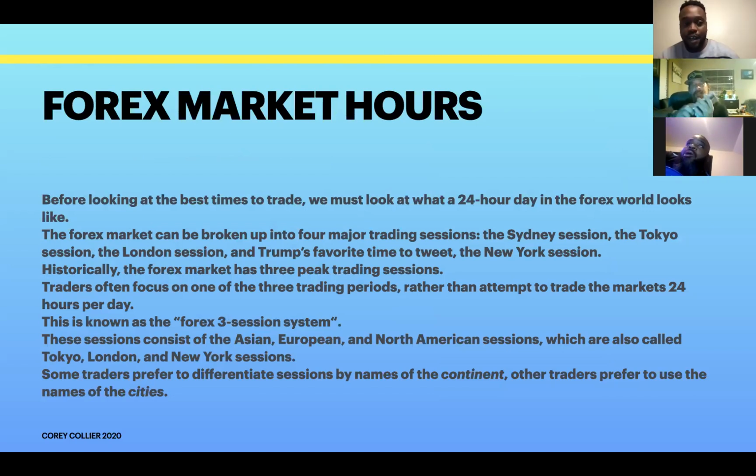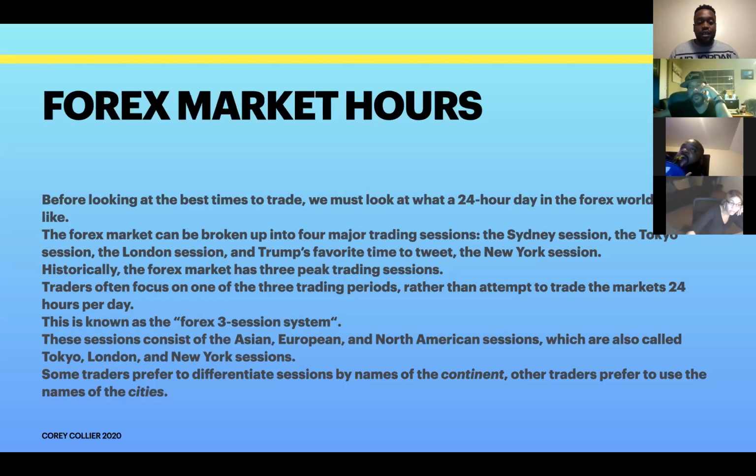So the Forex market hours. Before looking at the best times to trade, guys, we're going to cover what a 24-hour day in Forex world looks like. The Forex market can be broken up into 4 major trading sessions. That's Sydney, Tokyo, London, and then of course, Trump's favorite time to tweet, the New York session. Historically, though, the Forex market has 3 peak trading sessions. That's Asian, London, and New York. This is known as the Forex 3-session system. Some people say Asian, European, North American sessions. Some of them say Tokyo, London, New York sessions. Guys, they're all the same. It's just a trader's preference, basically.